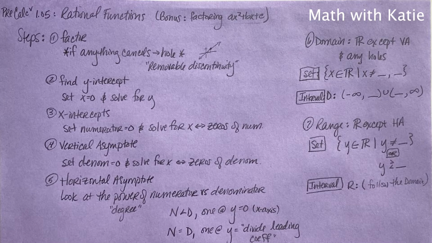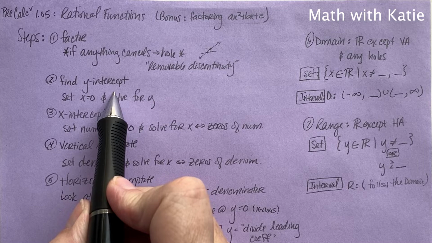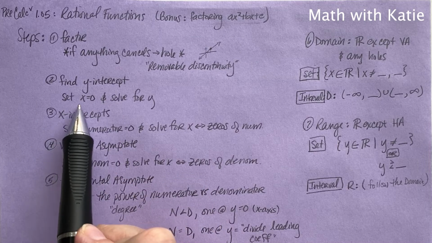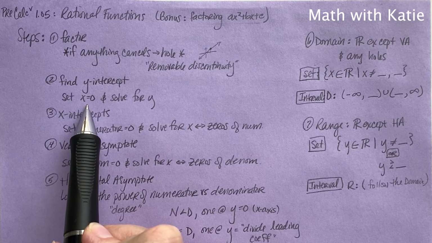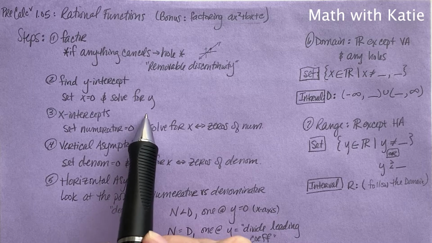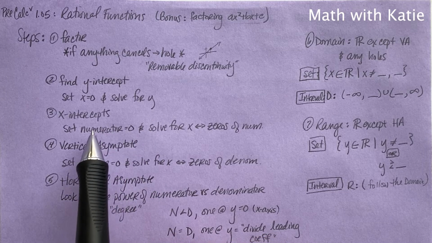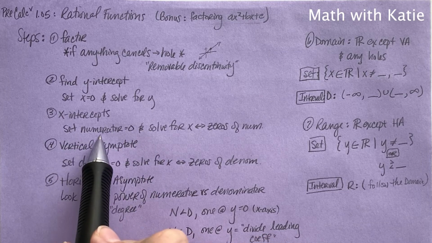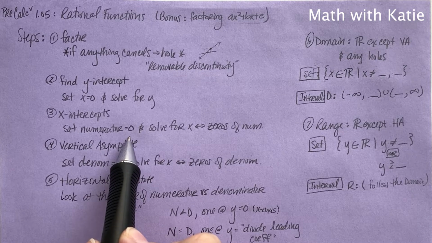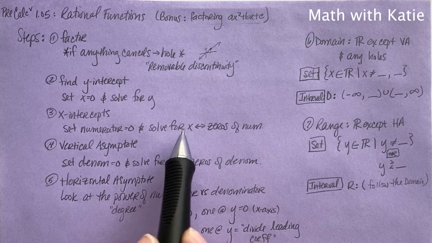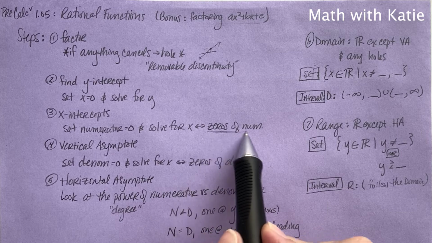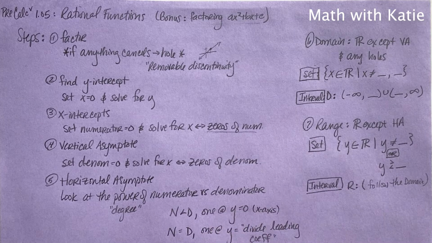All right, after we do that, we're going to find the y-intercept. So how to do that is you set all the x's equal to 0 and solve for y. Pretty simple. Now the x-intercept, you're going to take your numerator, set it equal to 0, and solve for x. We also call this zeros of the numerator in shorthand. So instead of saying set numerator equal to 0, just find the zeros of the numerator.